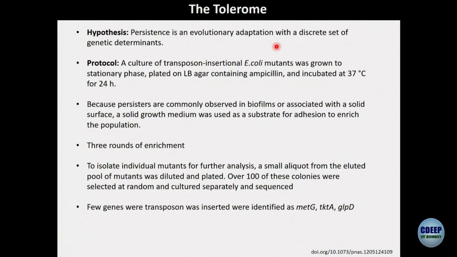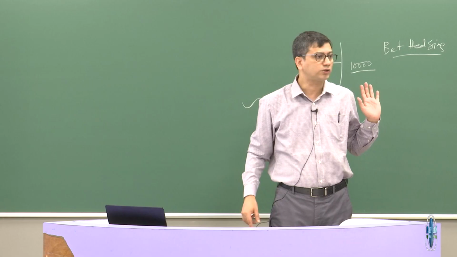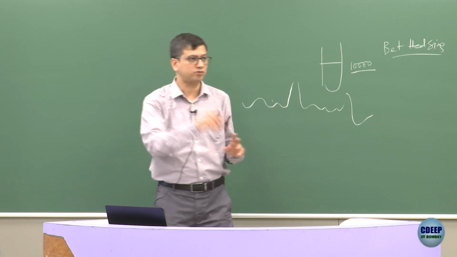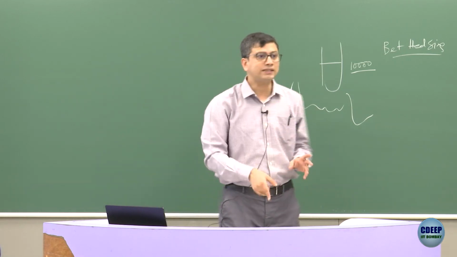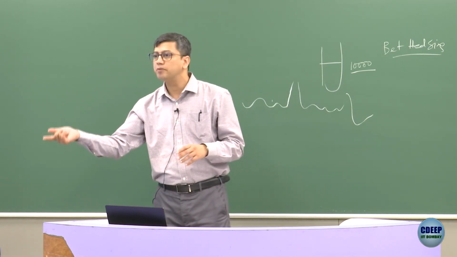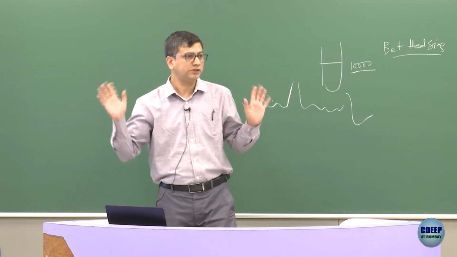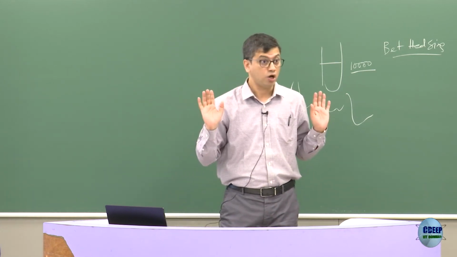I'm sure people here know what is called a transposon. How many people know about transposon? Everybody knows about transposon. Raise your hand if you do not. Transposon is called jumping genes. It jumps from one gene to another gene. And the gene it jumps into becomes insertionally inactivated. That means the gene is not functional.